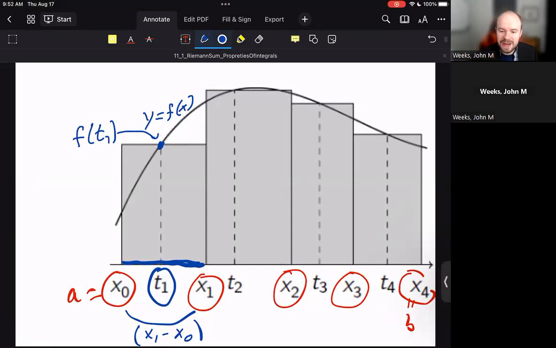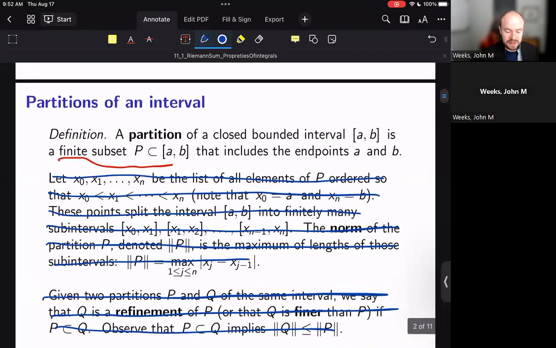Once I've finished with that rectangle, I move on to the next rectangle and do the exact same thing, this time with f of t sub 2. I add the area that I get from that to the previous ones, and I continue to do this for all of the other rectangles in this diagram. Now, this is going to be very much relative to the types of partitions that I choose, as well as the samples that I choose with regards to these partitions.